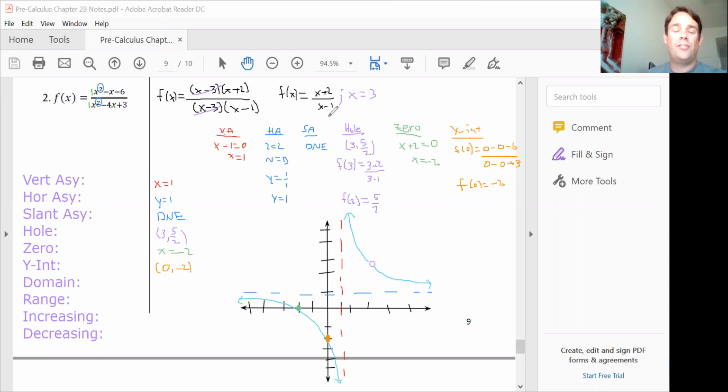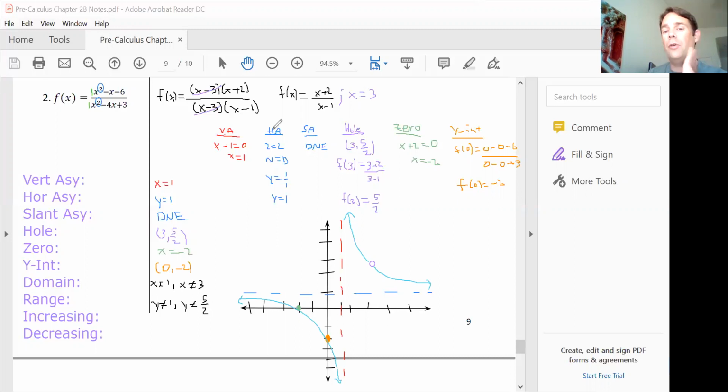All right, if you haven't had a chance to do it yet, find domain, range, increasing, decreasing. All right, let's see how you did. So I know it can't be equal to the vertical asymptote, and I know it can't be equal to the x value of the hole. So x can't be equal to 1, x can't be equal to 3. Well, the range can't be equal to the horizontal asymptote, and it can't be equal to the y value of the hole, which was 5/2.